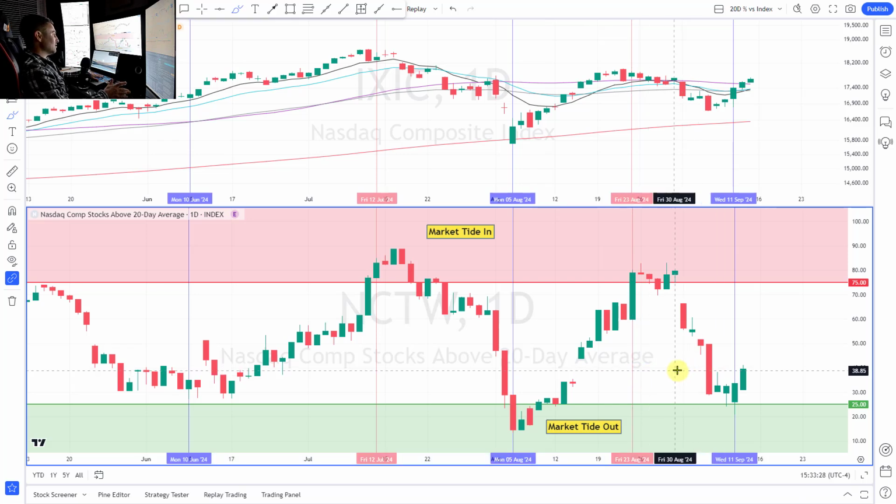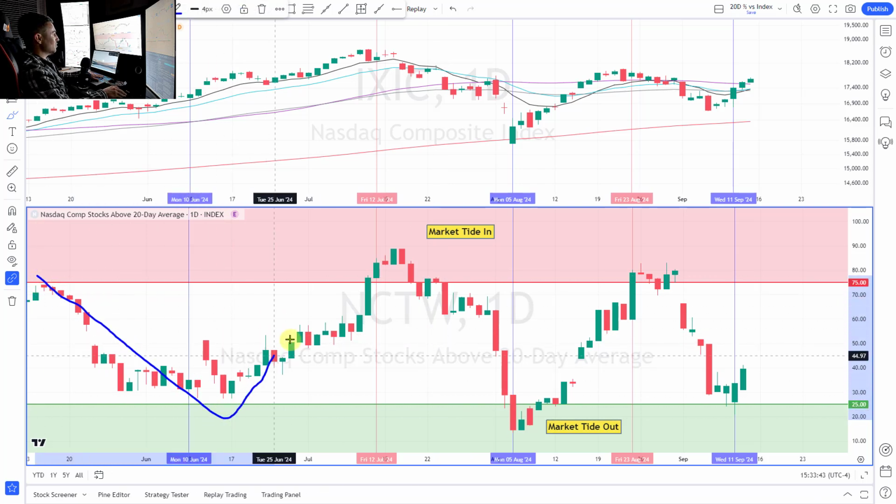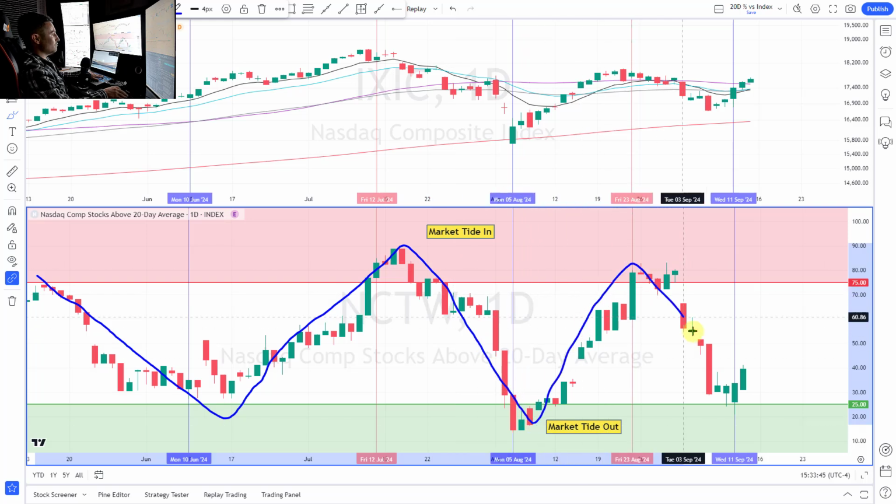You could do this exercise for the NASDAQ 100 and the S&P 500, then you'd want to use the indicators NDTW and S5TW for those, but we're just going to focus on the NASDAQ Composite. And what you can see is the market will mean revert. It will go from periods of overbought towards oversold, to overbought, to oversold, to overbought, to oversold.